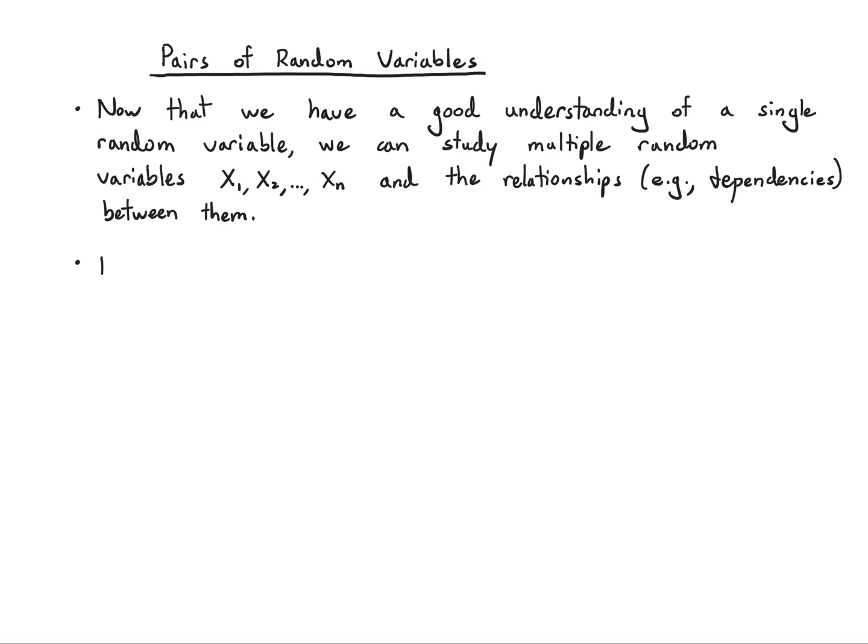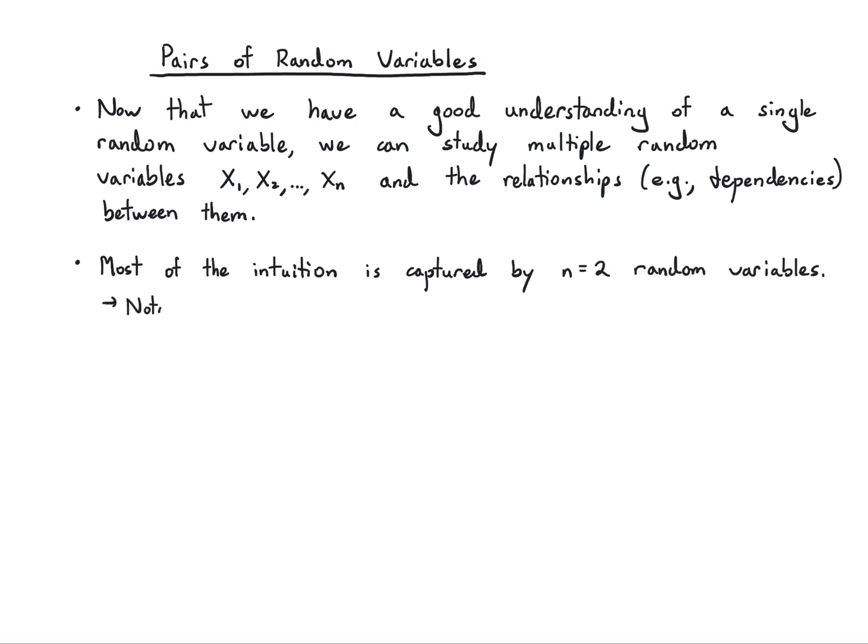Okay, so here's the nice part about this generalization, that we can actually get most of the intuition that we need by focusing on the special case of n equals 2 random variables. And instead of saying X1 and X2, we're going to say X and Y. It's just more convenient. When we go up to n random variables, we will say things like X1 up to Xn. But for now, let's just say X and Y. And if we had 3, we would say X, Y, and Z.